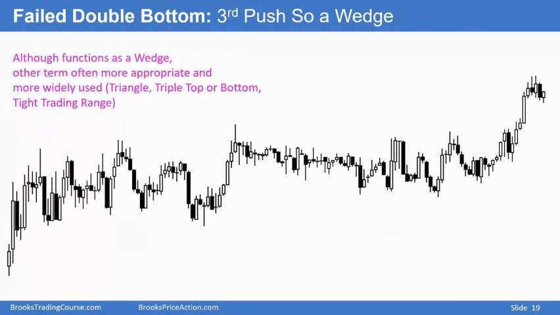Usually when I see patterns like that that really don't look like wedges and the context is really not good for much of a breakout, I do not use the term wedge. I use other terms like a triangle or a triple top or a triple bottom, or simply call it a tight trading range. Instead of worrying about a wedge here, I would simply call it a tight trading range.